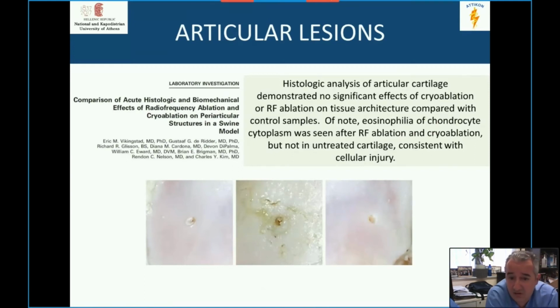You can find in the literature that radiofrequency and cryoablation as ablation techniques can be really friendly to the cartilage. This is a histologic analysis of articular cartilage after ablation, and there were no significant effects of both cryo and radiofrequency on tissue architecture compared with control samples.